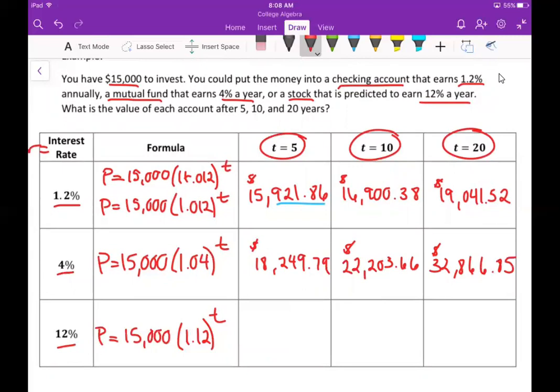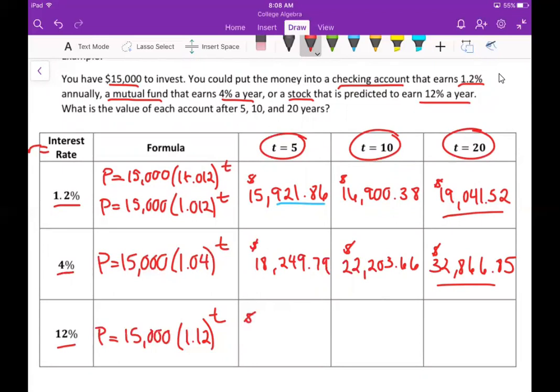Okay, so those are the numbers you should get for the mutual fund, the 4% account. You can see how a difference between 1.2 and 4% makes a very big difference. After 20 years, we gain about 12 or 13,000 more dollars by investing in the mutual fund. Obviously riskier though, that 4% isn't guaranteed. Okay, let's look at that stock.